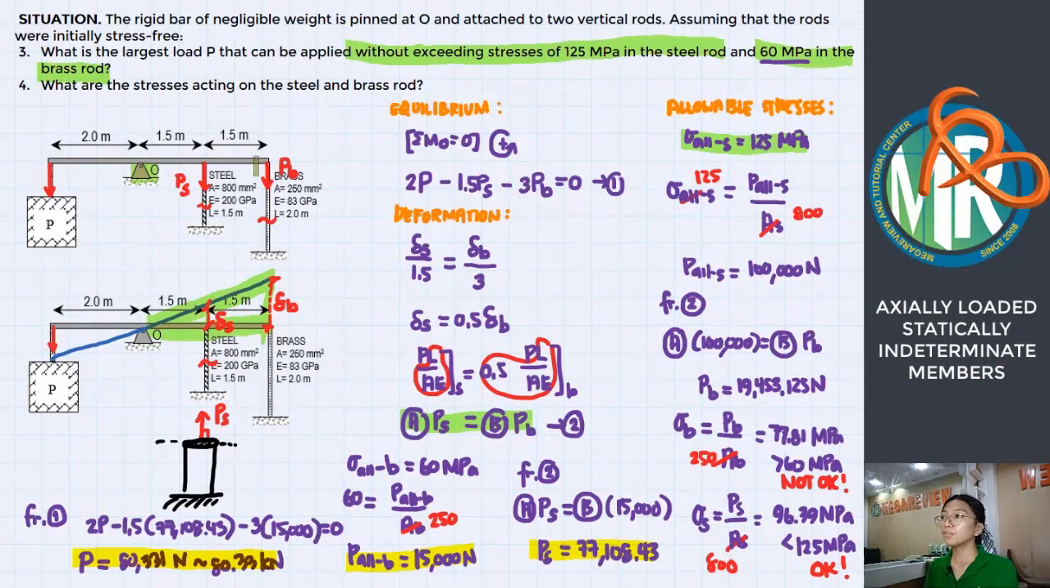And then for the number 4, what are the stresses acting on the steel and brass rod? Actually, nasolve mo na yan. Tama? Yung stress na nag-a-act dun sa steel and brass rod should be the stresses na hindi nag-exceed sa allowable stress. So that is for the brass rod, that is 60 megapascal. For the steel rod, that is, si 96.39 megapascal.